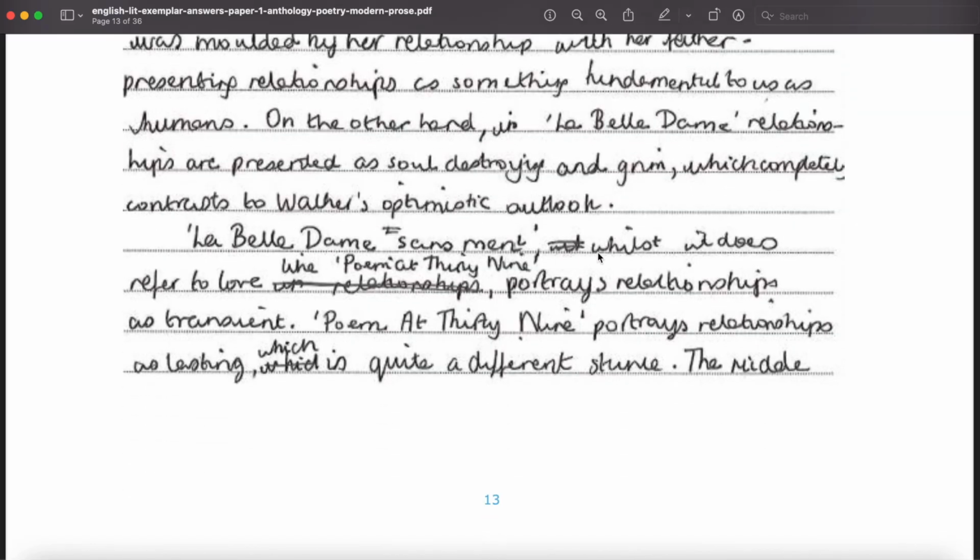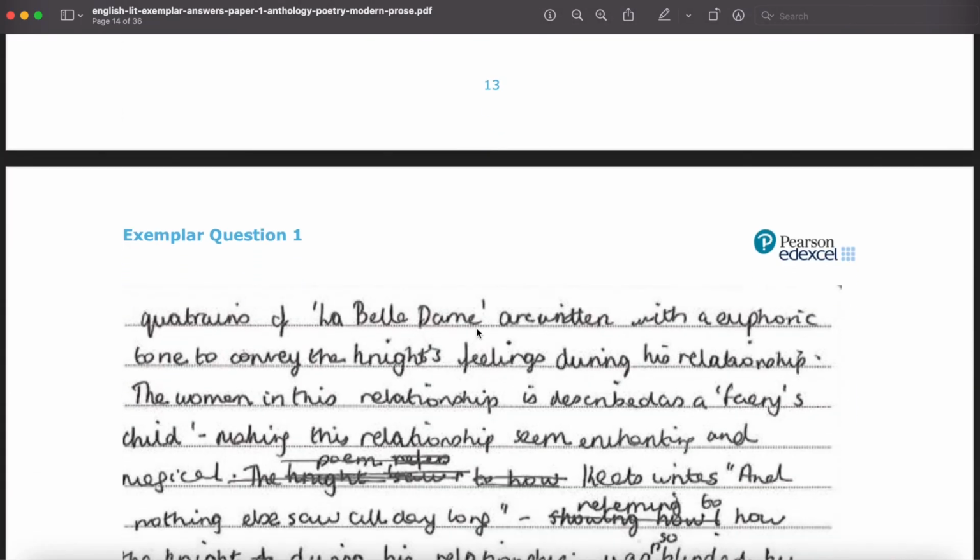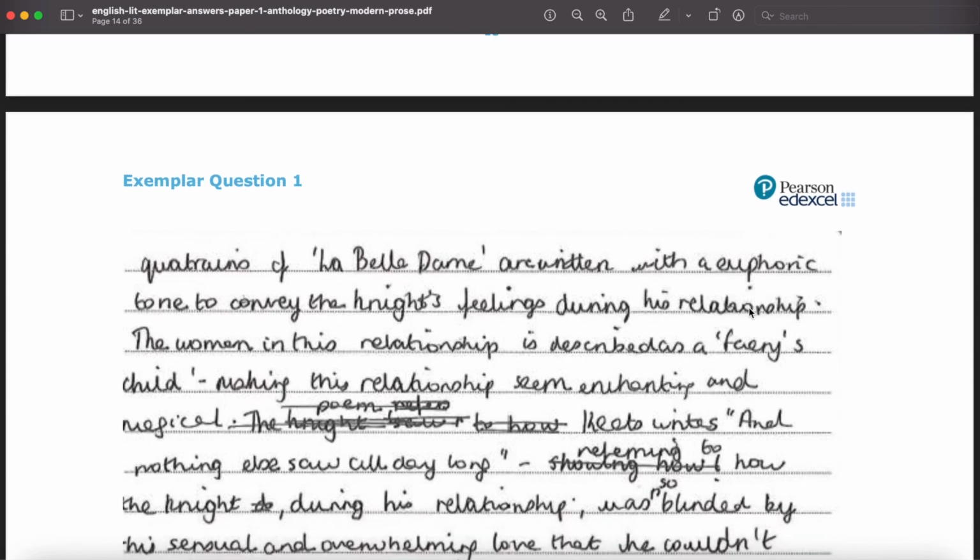La Belle Dame sans Merci, whilst it does refer to love, like Poem at 39, portrays relationships as transient. Transient meaning fleeting, that doesn't last. Poem at 39 portrays relationships as lasting, which is quite a different stance. The middle quatrains of La Belle Dame are written with a euphoric tone. Euphoric tone means a really over-happy, over-joyous tone, to convey the knight's feelings during his relationship.